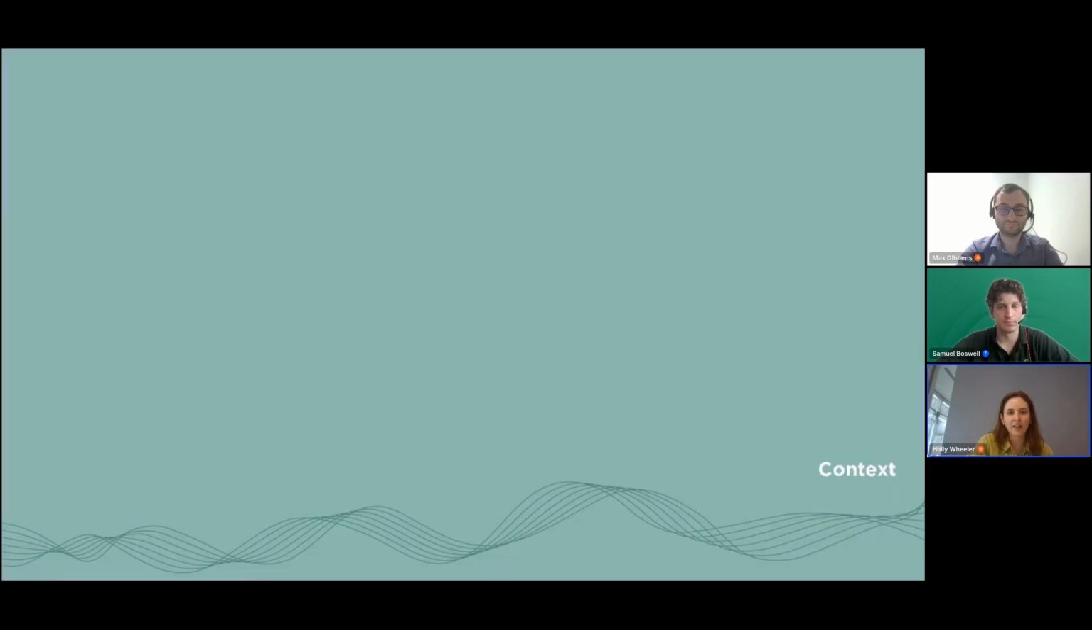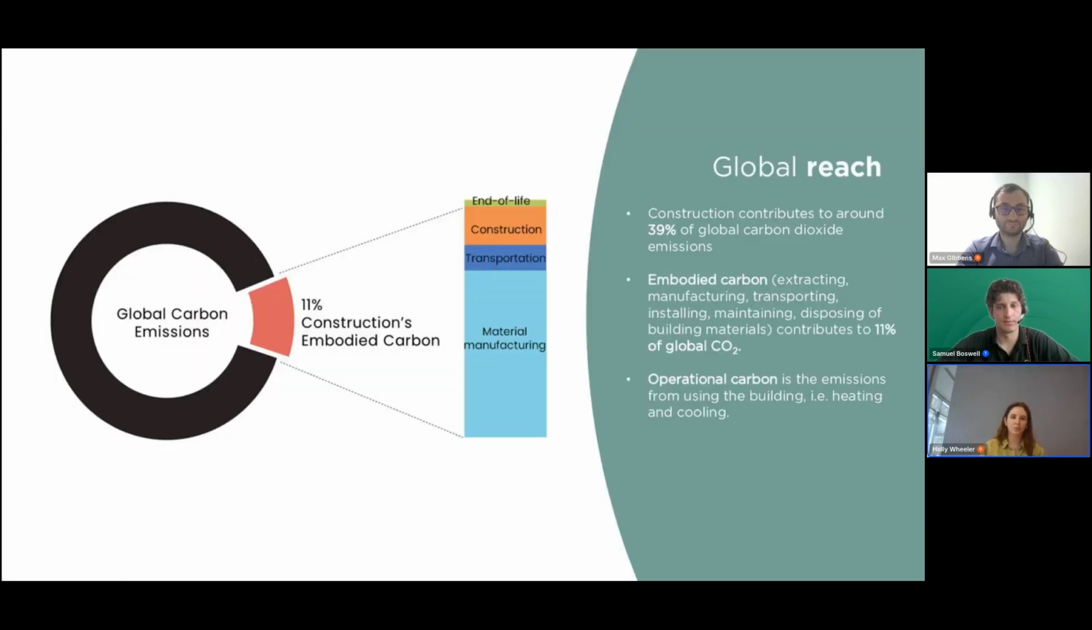So why is it important? We'll be talking through a bit of context around why early stage carbon optioneering is important. At the global scale, construction accounts for 39% of global carbon emissions, which is absolutely massive. I read an article the other day saying that's equivalent to building Greater London every 6 weeks, which is just crazy.